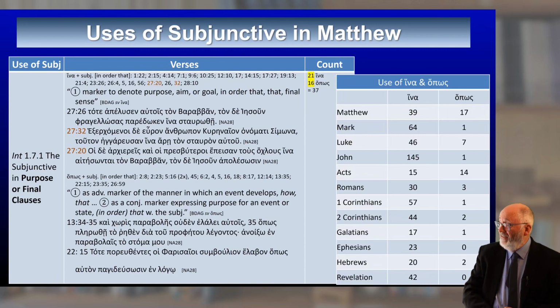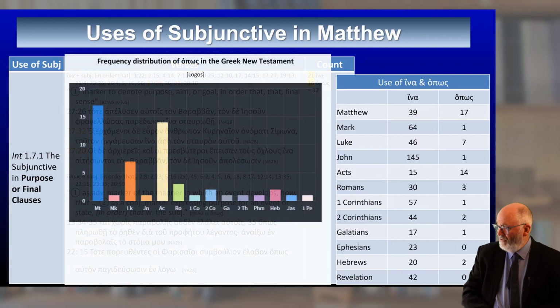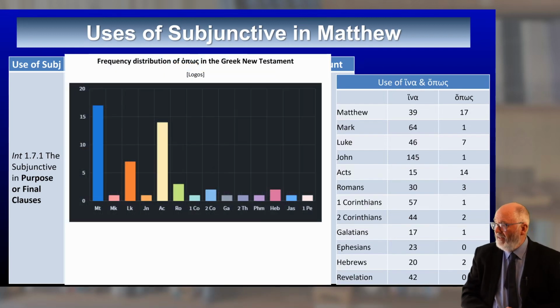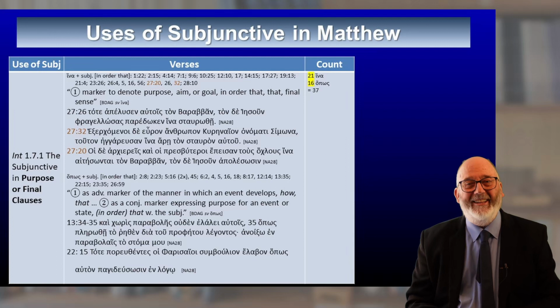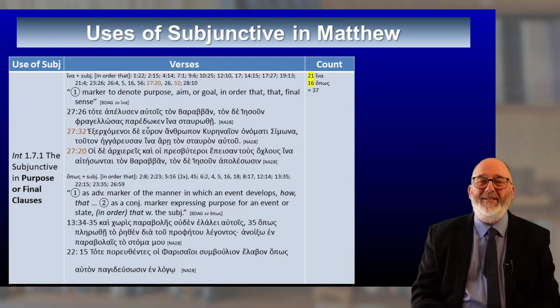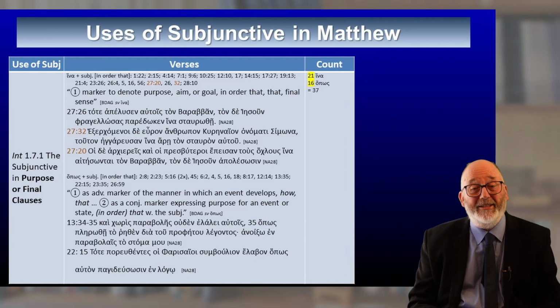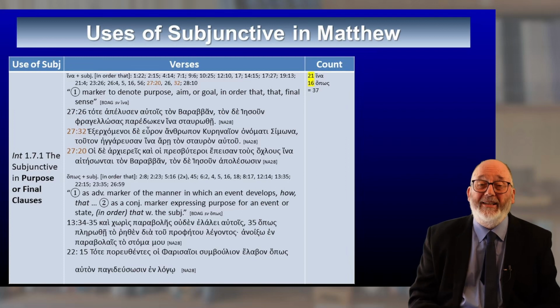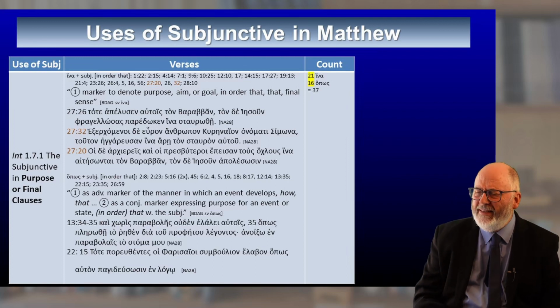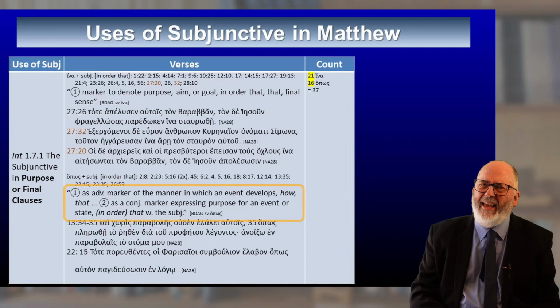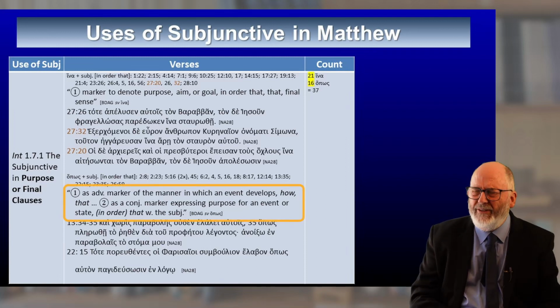So as you look down there, I think that's absolutely fascinating. We have two works that make quite extensive use of hopos: Matthew and Acts. Isn't that interesting? Well, anyway, in Matthew, hopos plus subjunctive is used in a way that's quite analogous to hina plus subjunctive, although BDAG shows that it has a slightly different feel about it.